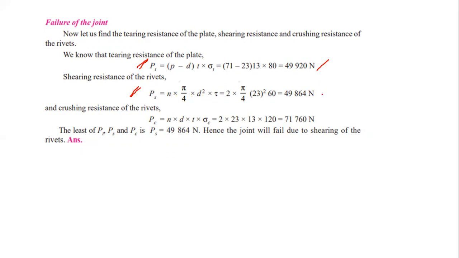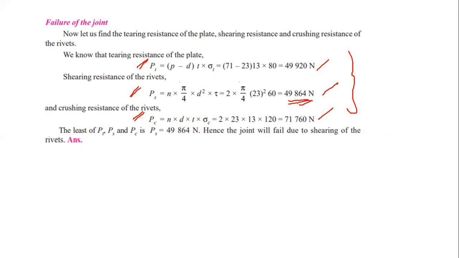The value is 49,864, and this one is the crushing strength. Pc is equal to N into D into T into sigma C, which is 71,760. From these three values, we have to identify the least value among Pt, Ps, and Pc. From these three values, you can identify that 49,864 is the least value.